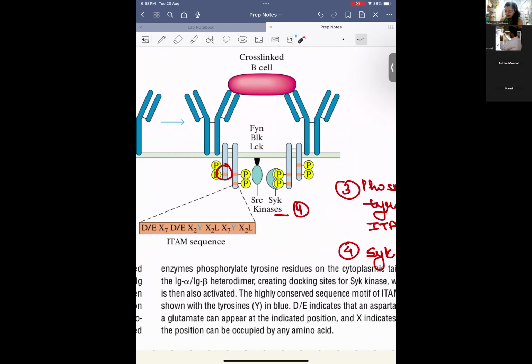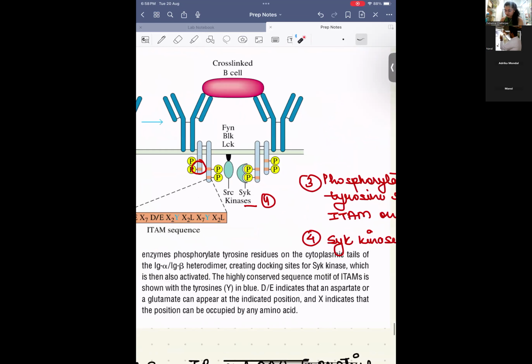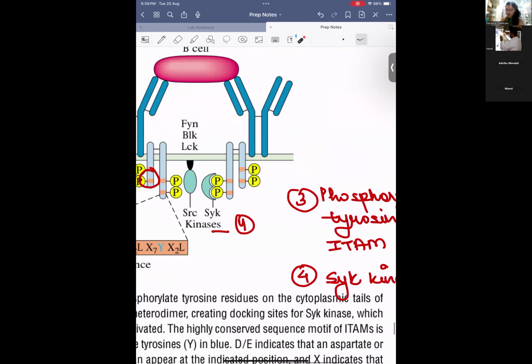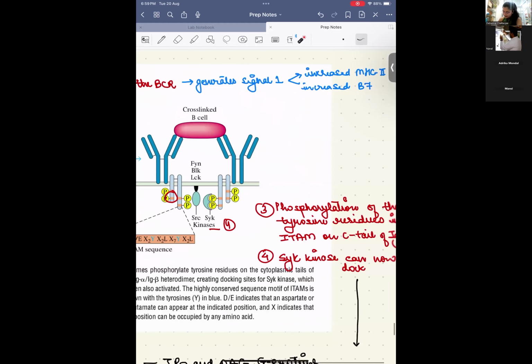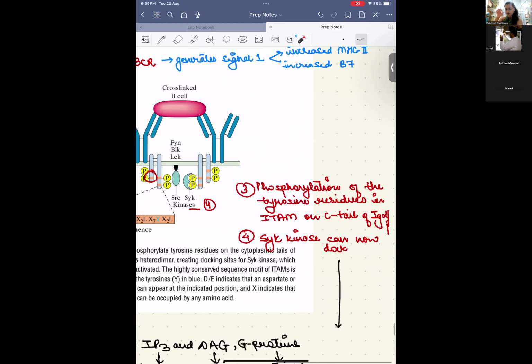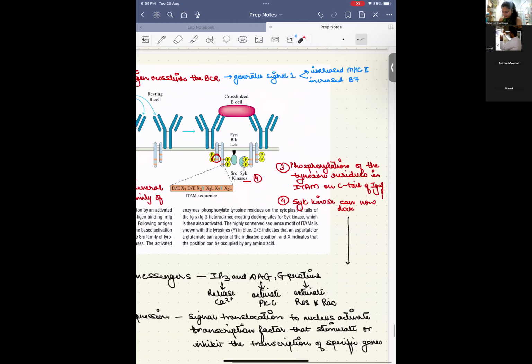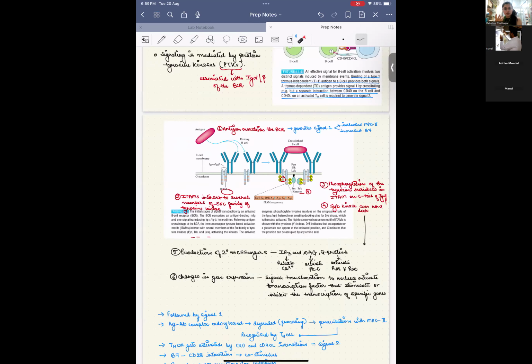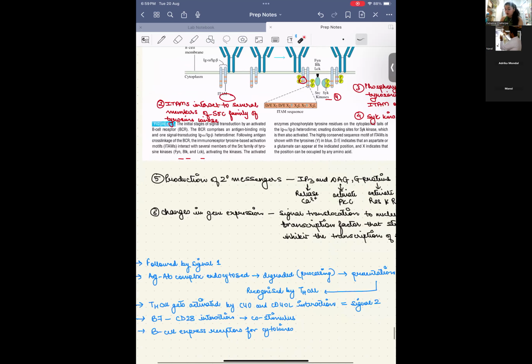Once this phosphate has bound the ITAM molecules, any sort of phosphorylation is going to bring some sort of change in the overall protein structure, and because of that, we have another kinase that gets to bind here, right? This is called the SYK kinase. So another kinase binds here, it gets to dock here, and based on that, we have multiple secondary messengers that can be produced in response to this binding.